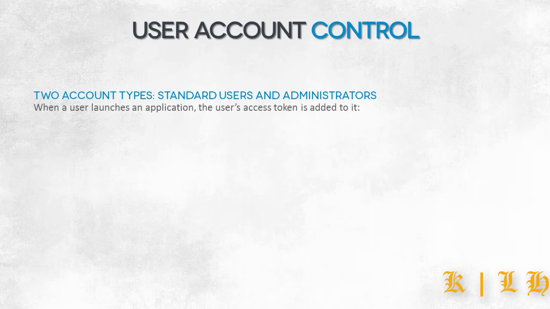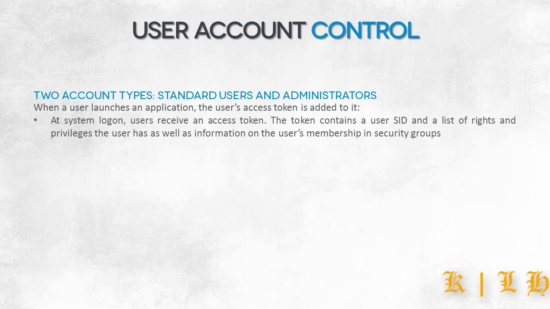If a user launches any program or process, a personal access token for this user is attached to the program. This means that when logging onto the system, we receive a certain token that will identify us. It'll contain our security identifier plus a list of privileges that we have directly or through membership in various groups. Windows automatically attaches such a token to each program we run.